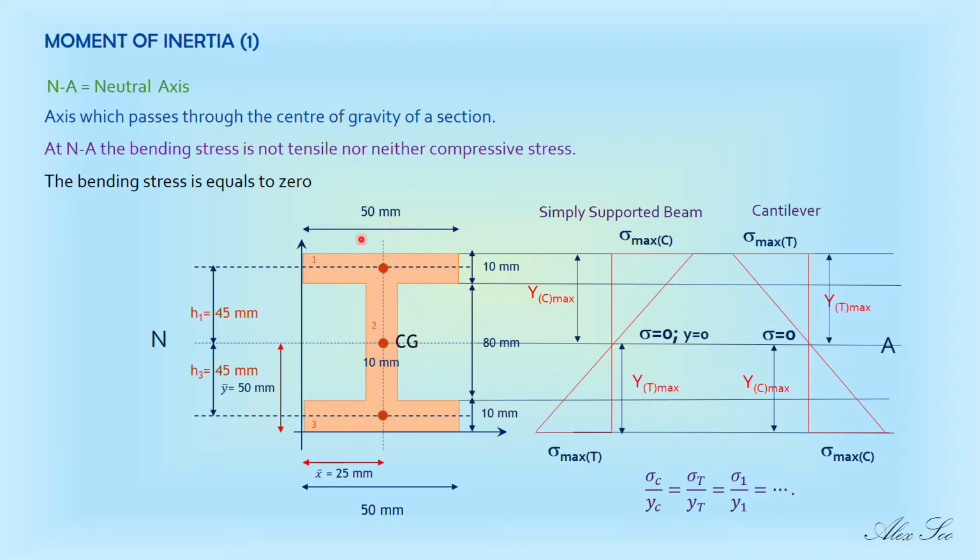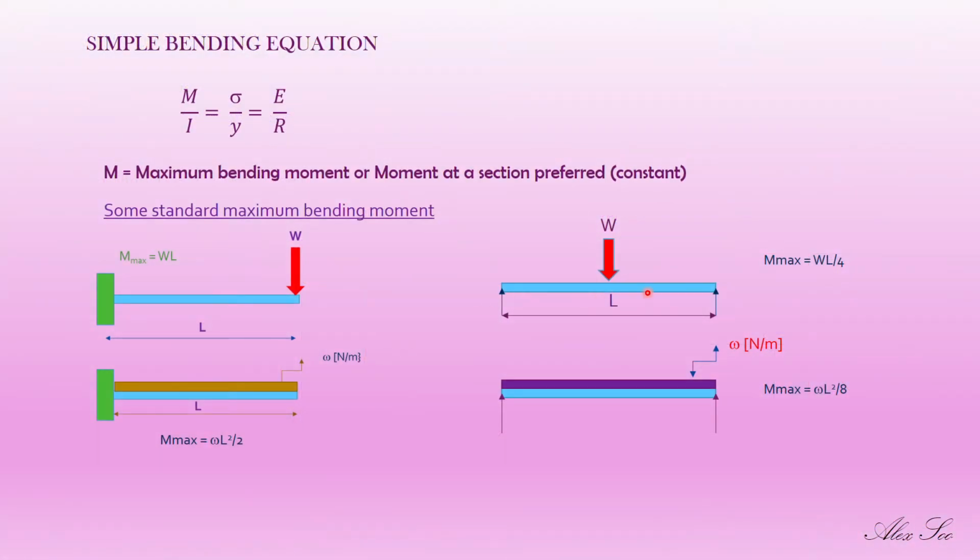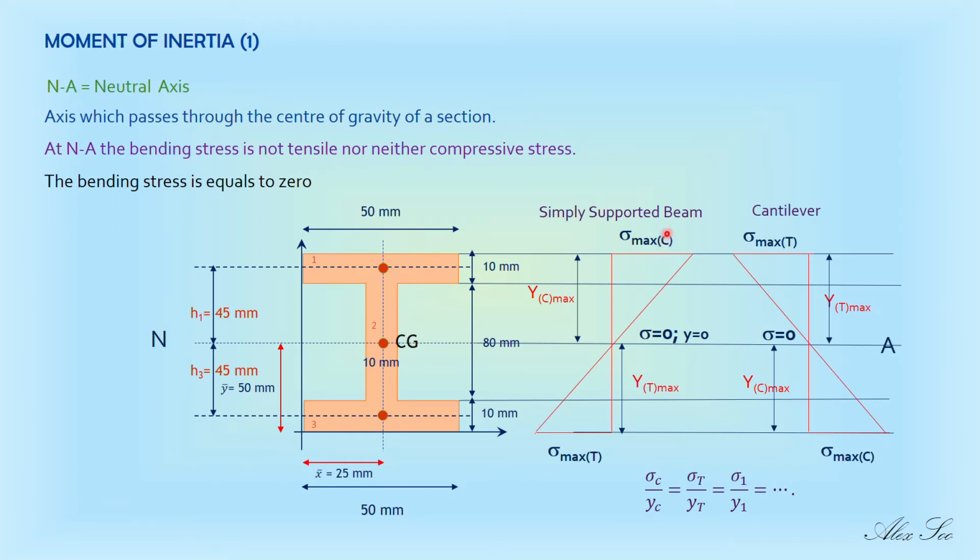If this is a simply supported beam like that, when you have a force acting down, the topmost layer is compressed and the bottommost layer is stretched, tensile, but on the neutral layer the stress is 0. So that is your maximum bending stress, compressive at the top and tensile at the bottom.